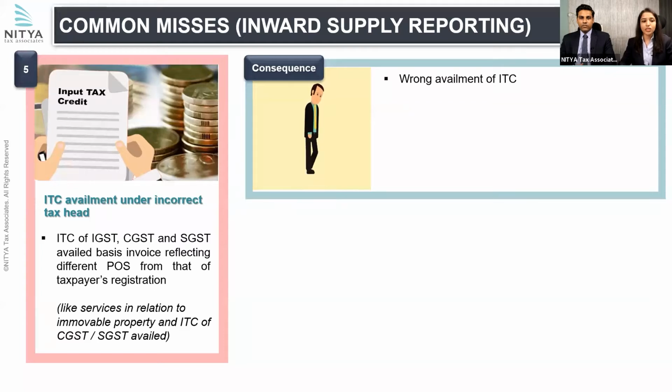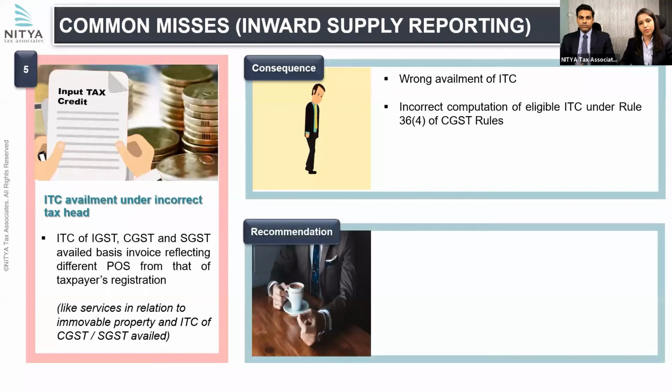Or secondly, the issue can be that basis the GSTN reported by the supplier in their invoice of Haryana, we end up taking the ITC under the IGST head. So these are very common misses which are done by the taxpayers while claiming ITC. So incorrect computation might happen of eligible ITC under Rule 36(4) of CGST rules.